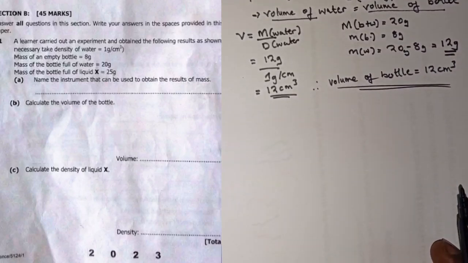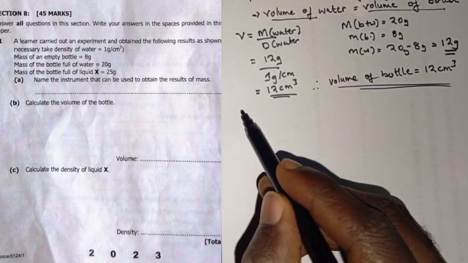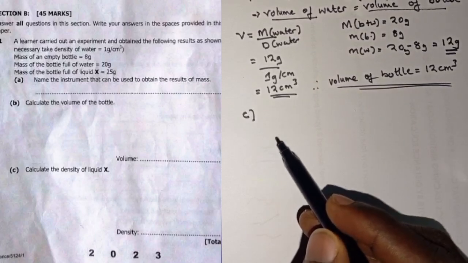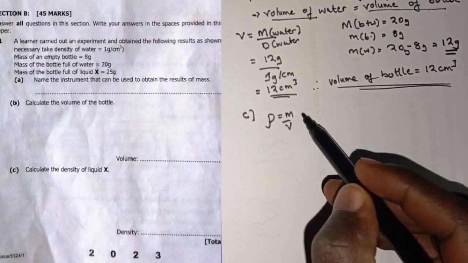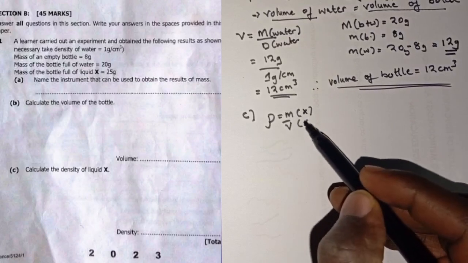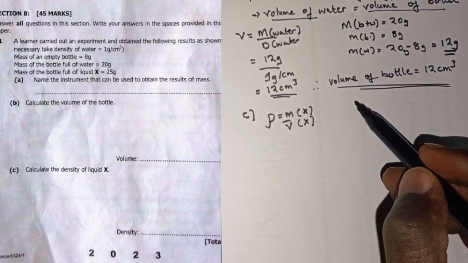So question C, we are simply going to do this. Question C says calculate the density of liquid X. So we know density is equal to mass over volume. Now the mass we want for liquid X, and the volume we need for liquid X. Okay. So what is the mass of liquid X?